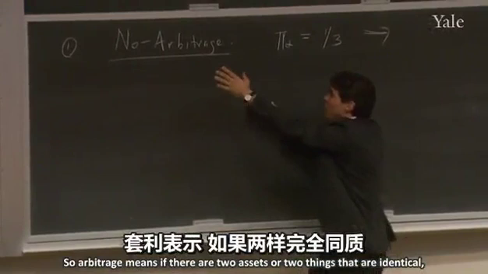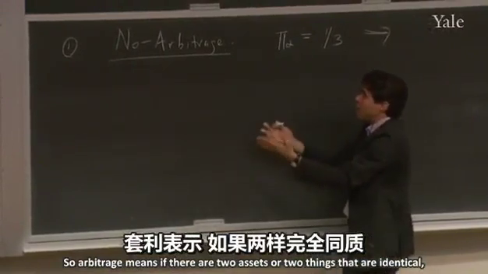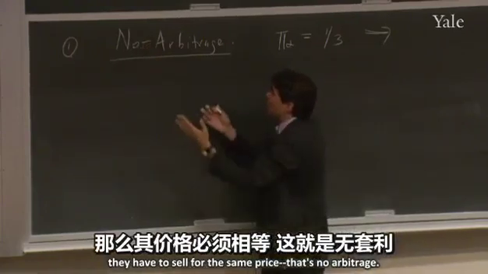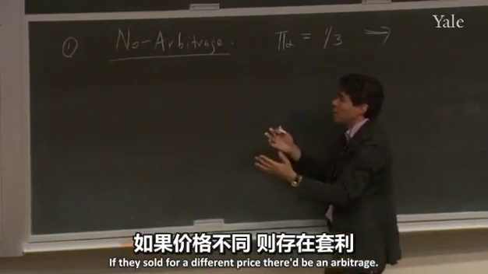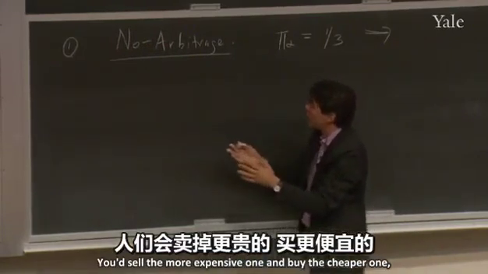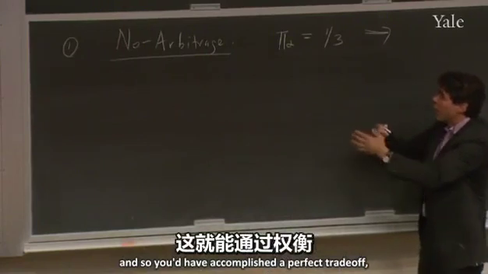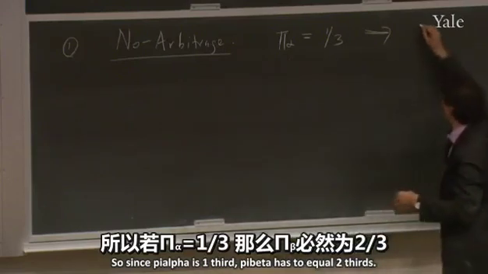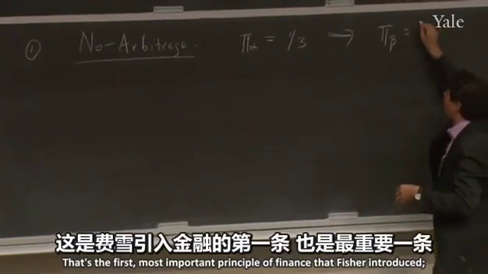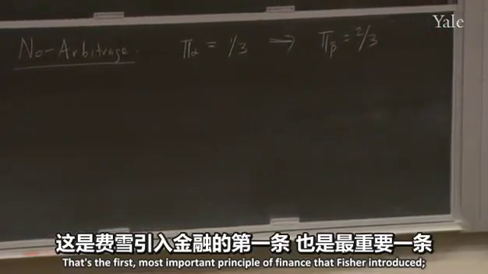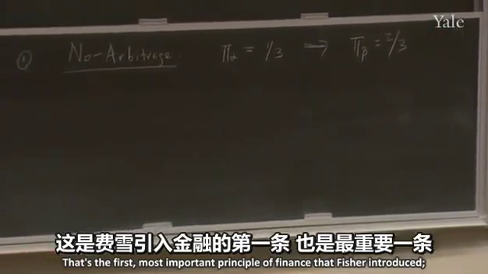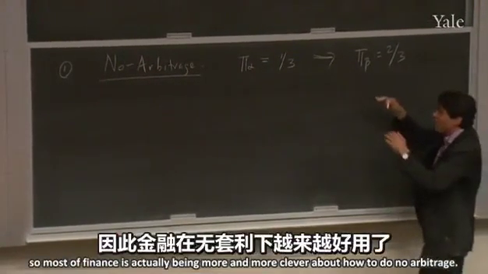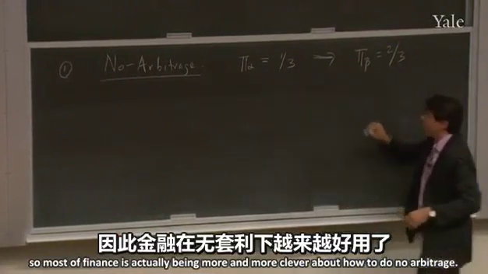Arbitrage means there are two assets or two things that are identical. They have to sell for the same price. That's no arbitrage. If they sold for a different price, there'd be an arbitrage. You'd sell the more expensive one and buy the cheaper one, and so you'd have accomplished a perfect trade-off, but you'd have gotten the difference in money. So since pi alpha is 1/3, pi beta has to equal 2/3. Okay, that's the first most important principle of finance that Fisher introduced, the idea of no arbitrage and making deductions from no arbitrage. So most of finance is actually being more and more clever about how to do no arbitrage.